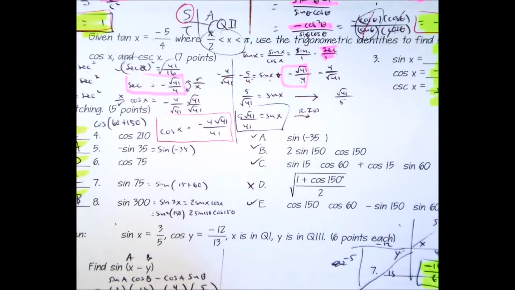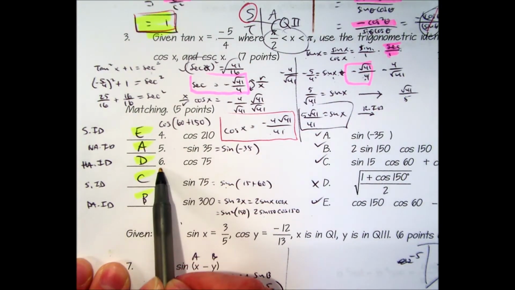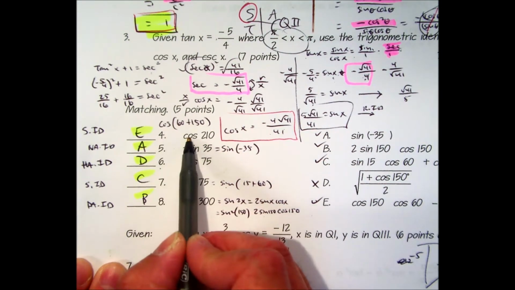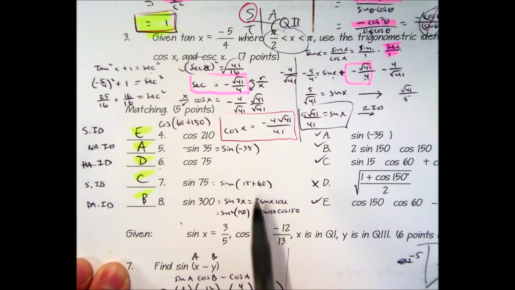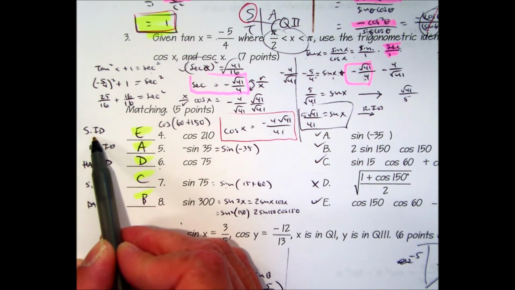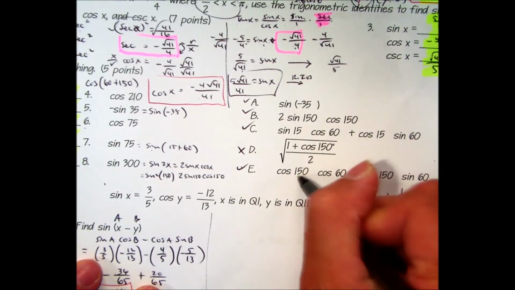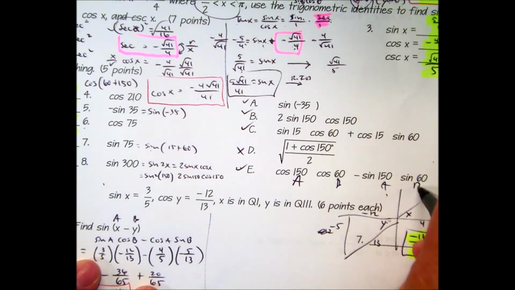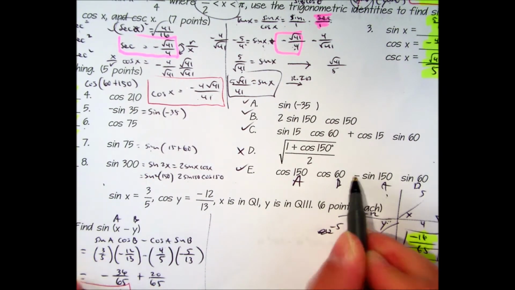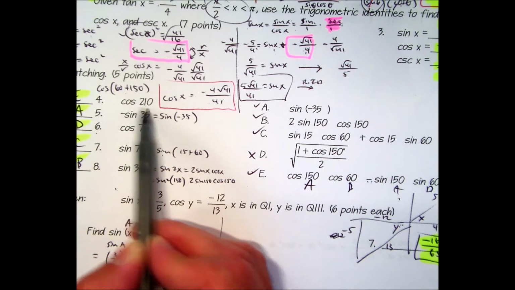For the matching, I told you guys to cross off D. We didn't have time to cover the half angle identities, and D was letter choice number 6. Number 4, cosine of 210 degrees. Well, if I look at E, I have here the sum identity of cosine, right? So that's cos cos, sine sine, minus sine. Cosine means change the math operation to a plus. So 60 plus 150 gives me cosine of 210. That's why it's E.